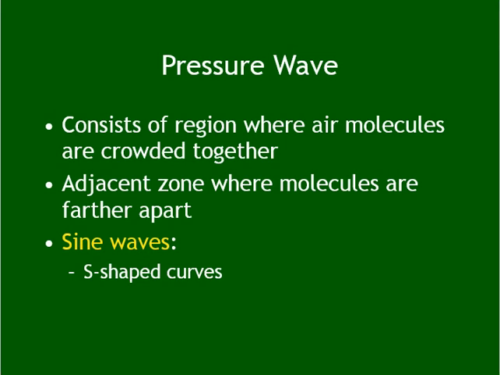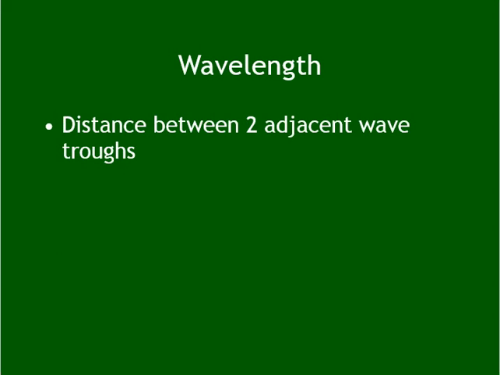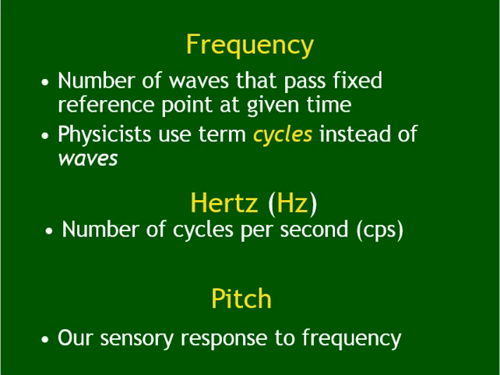So the sound is nothing but air vibration, and it goes in waves. These waves are called sine waves because they look S-shaped. That's why they call them sine waves. And the wavelength is the distance between two adjacent waves. So if you look at this, this is one wave, and here's another wave. The difference between each two waves will be the wavelength.